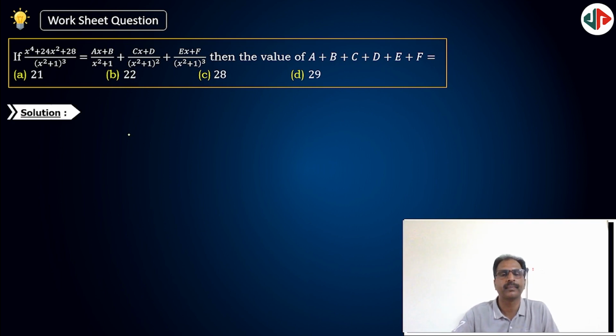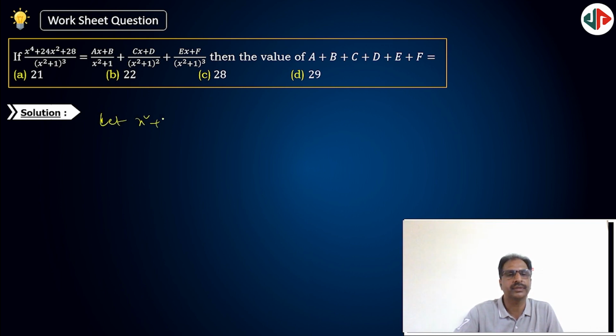Now here, no need to do the partial fractions procedure. The question is finding A plus B plus C plus D plus E, right? If I put 0, one second. Okay.